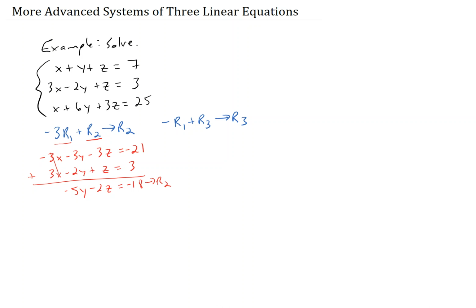Let's figure our new row 3. So I need negative row 1. So that's going to be -x minus y minus z equals -7. Plus row 3 is x plus 6y plus 3z equals 25. And the x's cancel like we wanted. And I'm left with 5y plus 2z equals 18. And that's going to be my new row 3. So row 1 doesn't change, just row 2 and row 3.